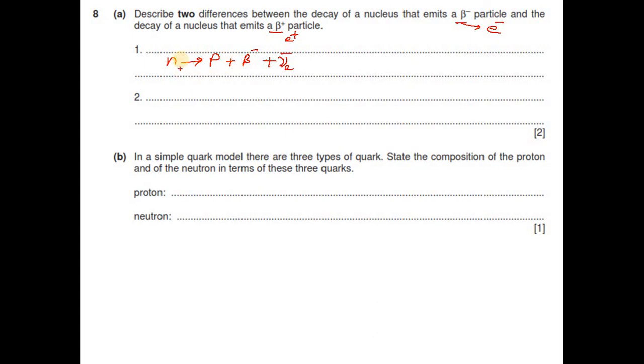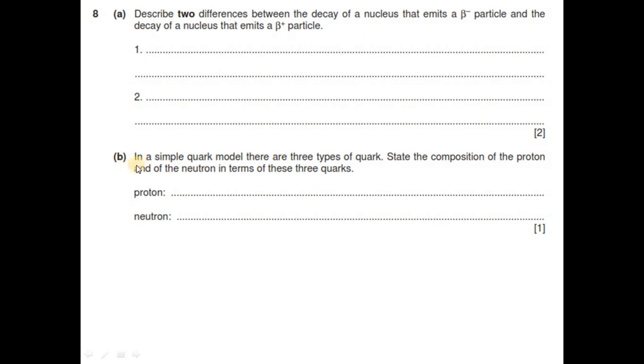And what about for beta positive? So in beta positive, we have a proton decaying into neutron along with emission of beta positive, but along with the beta positive, we have emission of electron neutrino. So this is the difference. For beta negative, we have anti-electron neutrino. For beta positive, we have electron neutrino emission.